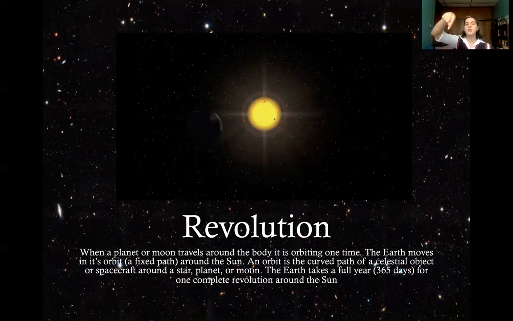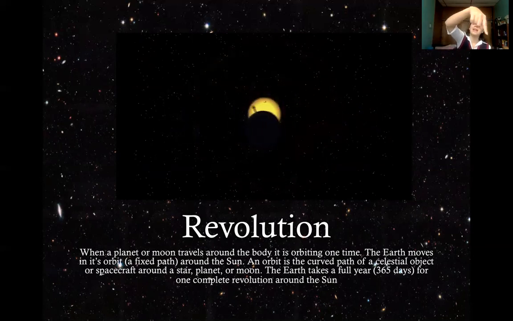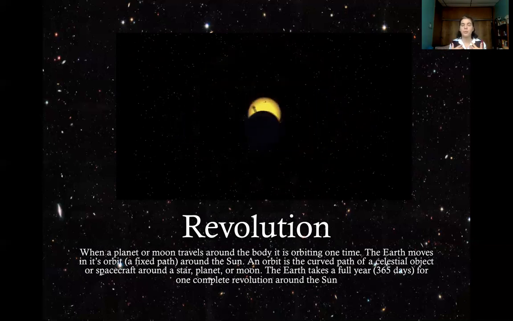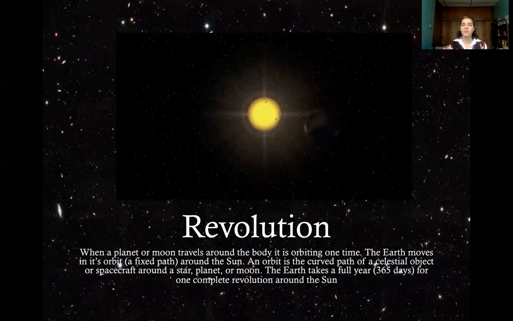Now, the Earth moves in its orbit, which is a fixed path around the sun. Okay, it cannot move as it likes. There's an elliptical formation around the sun, and it's always going to move in that same path. An orbit is the curved path of a celestial object or spacecraft around a star, planet, or moon. Okay, so not only does the Earth revolve around the sun, but for example, our moon, our dear moon, revolves around us. The Earth takes a full year, 365 days, for one complete revolution around the sun.